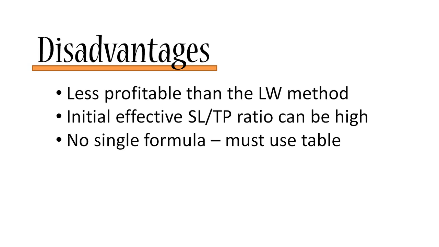So in terms of disadvantages, I think that the Ryan Jones method, or as we call it, the fixed ratio money management method, actually has fewer disadvantages than the Larry Williams method, or, well, at least they're not as critical.